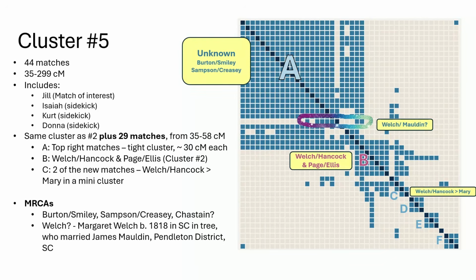And we had these mini clusters at the bottom. I didn't figure out who the common ancestors were for anyone in D through F. But it was interesting to see that some of the common ancestral couples were probably further back on the Welch, Hancock, Page, or Ellis lines. And I think what's going on with the unknown cluster is that it's somewhere back further on the Welch, Hancock, Page, or Ellis lines, but I just don't know which because of the double cousins.